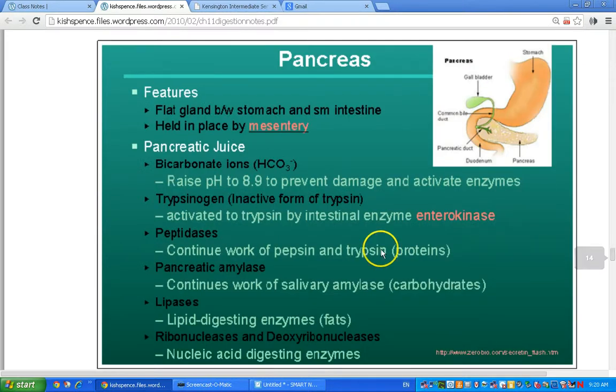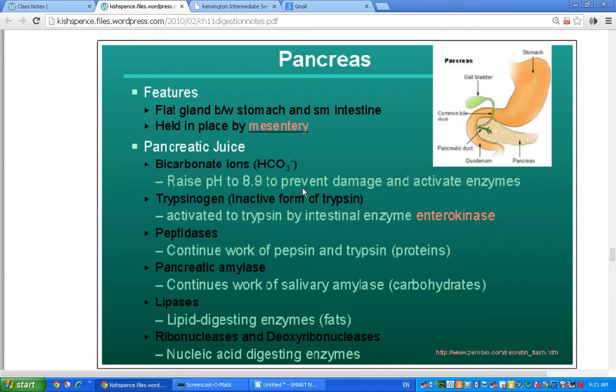Alright, so this is a list of the things that are in pancreatic juice, and then we'll look at a little easier way of seeing their action. One of the things is bicarbonate ions, and we saw that last chapter when we talked about transport of carbon dioxide. Bicarbonate ions are important to be released in here because bicarbonate likes hydrogen ions. And so bicarbonate will kind of neutralize the acidic stuff that's coming in from the stomach. Okay? It picks up the hydrogen ions and it raises the pH to 8.9. So it makes it less acidic and it prevents damage.